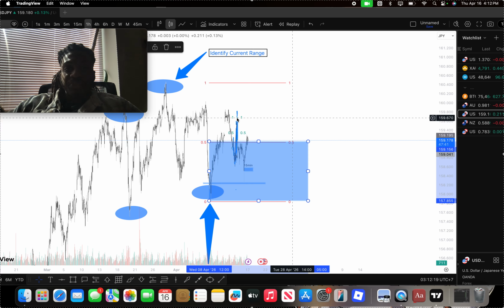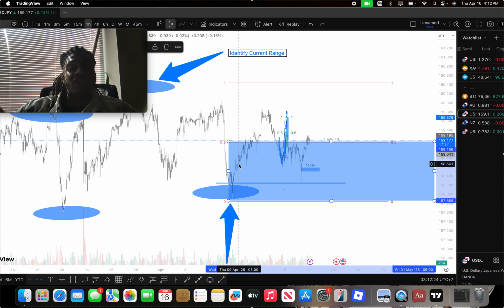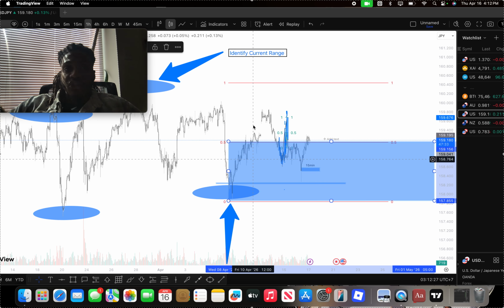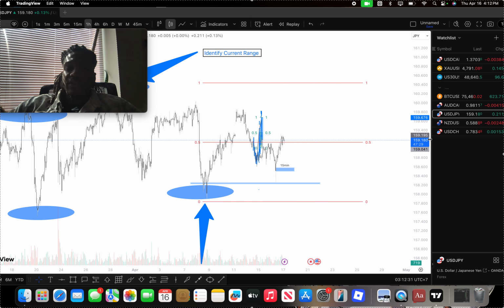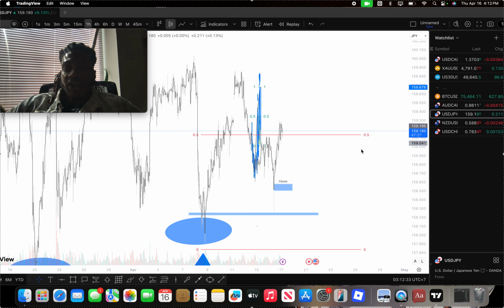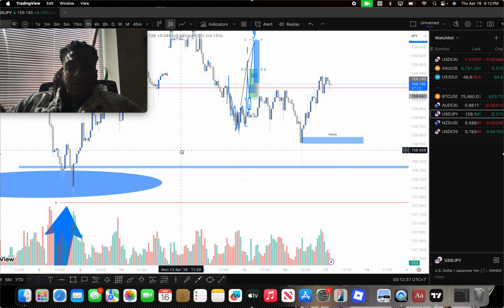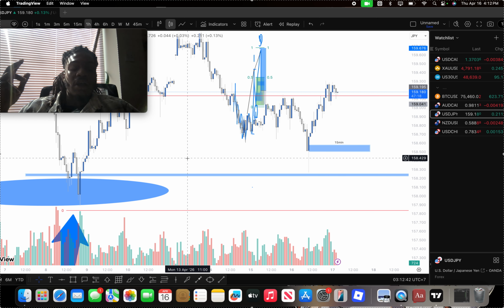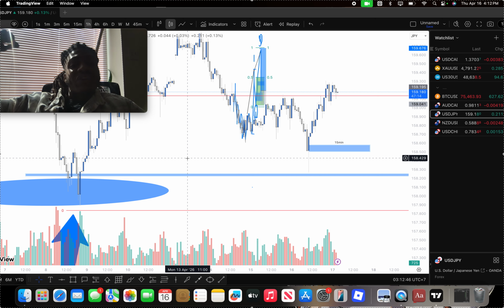Alrighty, so now that we know where we're gonna look for our setup, which is the bottom part of the range, the discount price levels, we are gonna go into the specifics. I already pretty much did it, so I'm just gonna show you guys. The blue boxes right below are the current price levels that I identified as my trading entries, demand zones that I'm expecting price to react off of.